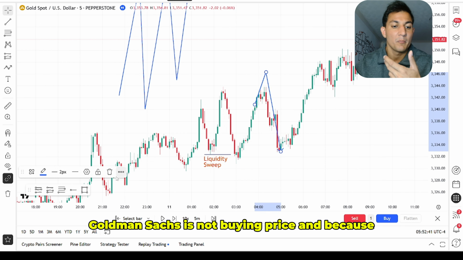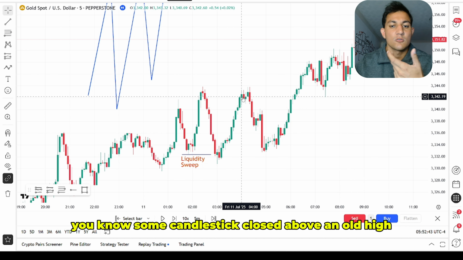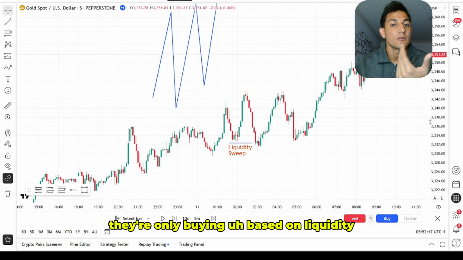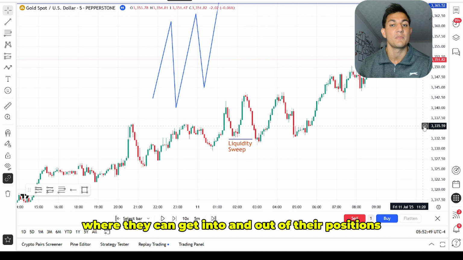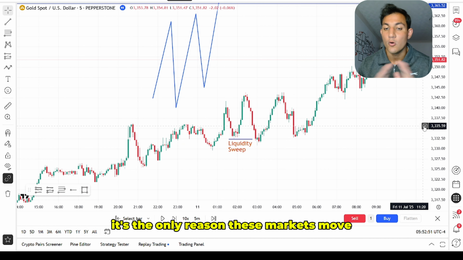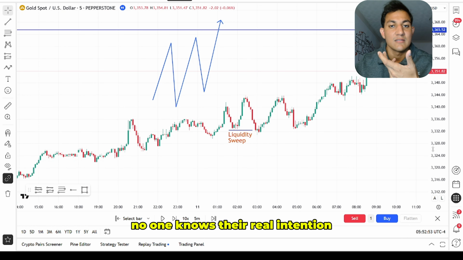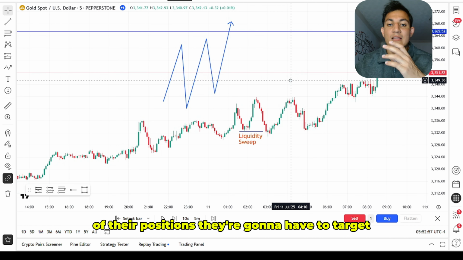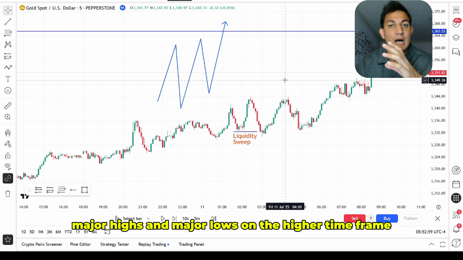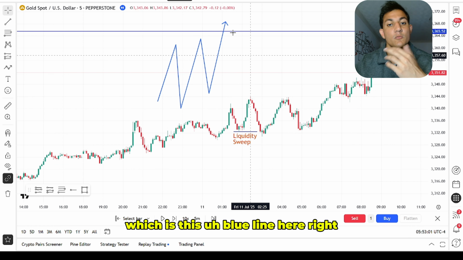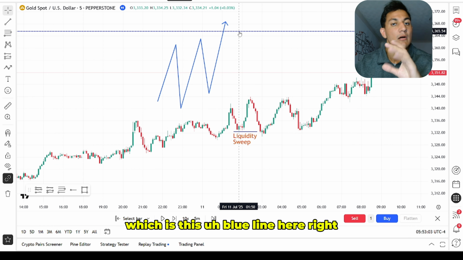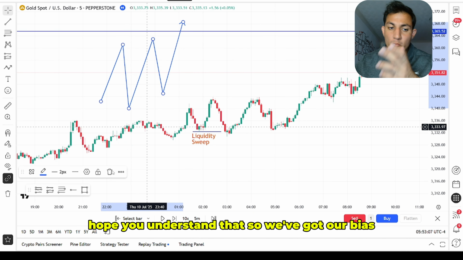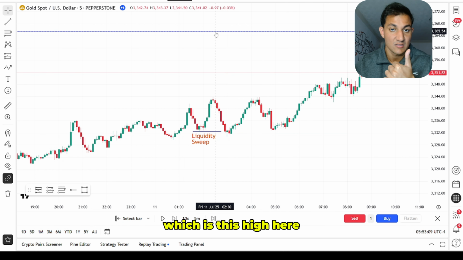Goldman Sachs is not buying price because some candlestick closed above an old high. They're only buying based on liquidity, where they can get into and out of their positions for their clients. It's the only reason these markets move. No one knows their real intention. All we know is that if they're going to get into and out of their positions, they're going to have to target major highs and major lows on the higher time frame, which is this blue line here, right? The 4-hour high. So price is going to move towards this high, right?